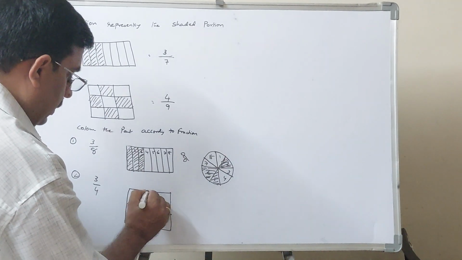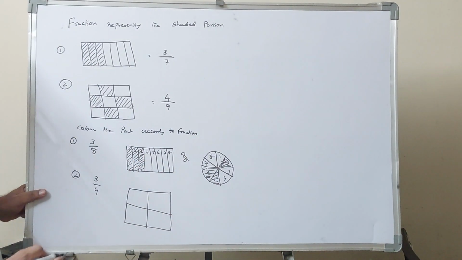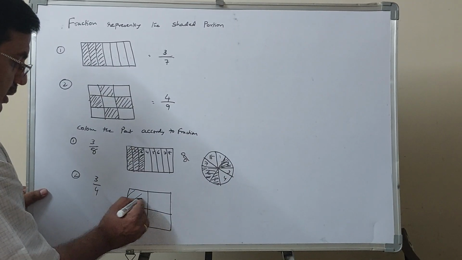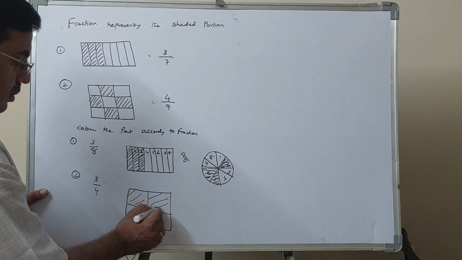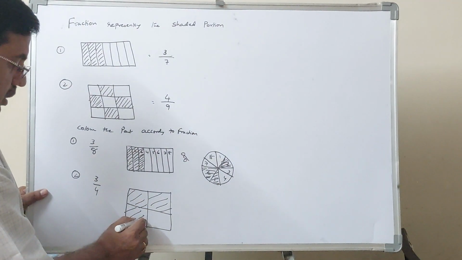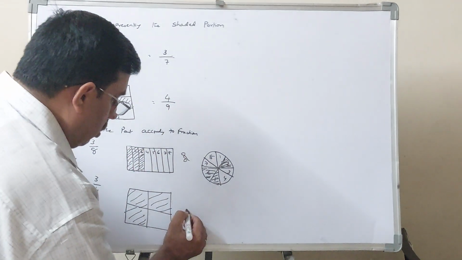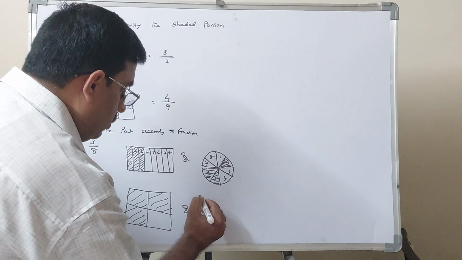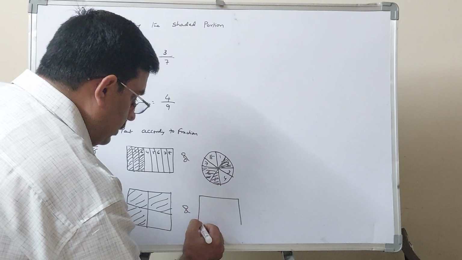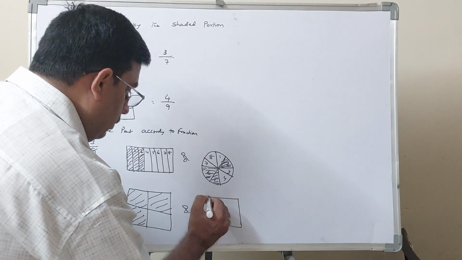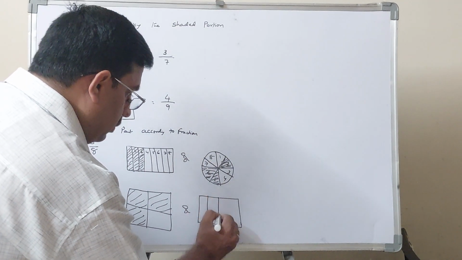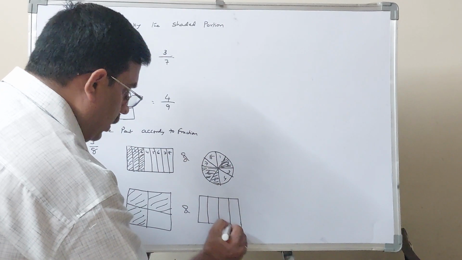Like this you can take it. Okay, 3 by 4 means you can represent it like this: 1, 2, 3. This is the way you can represent it. Or you can take it like this: 1, 2, 3 and 4.